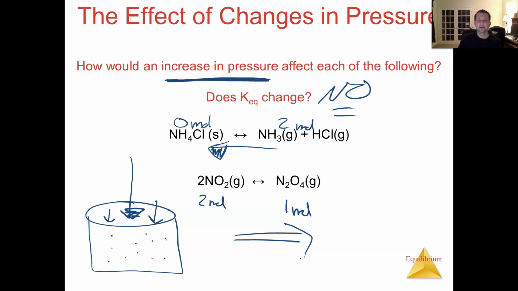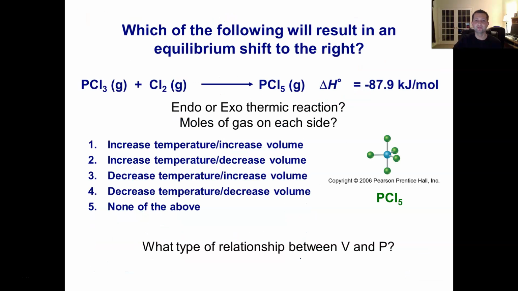Really easy. You just want to undo the stress placed on the system and make sure you can explain it properly if asked. Okay, practice problem to wrap it all up here before we do one real life example. Which of the following will result in an equilibrium shift to the right? So you have your reaction here. You've got to figure out, is it an endo or exo reaction?